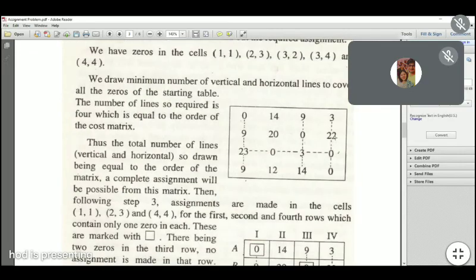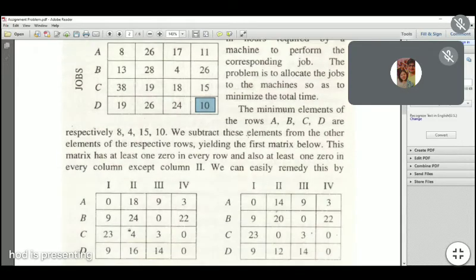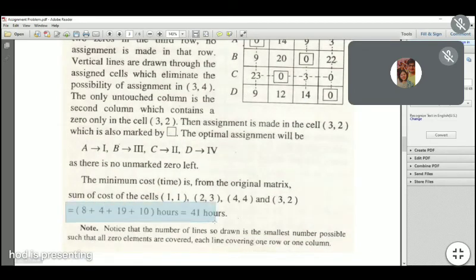So let's go back to my payoff matrix, the first matrix. So 8 plus 4, 12, plus 19. So that will give you 31 plus 10, 41, which, if it's a cost problem, is the minimum cost. If it's a time problem, this is the minimum time. Here I think this was a time problem. Yeah, this was a time problem. So the minimum is 8 plus 4 plus 19 plus 10, which gives you a minimum of 41 hours.